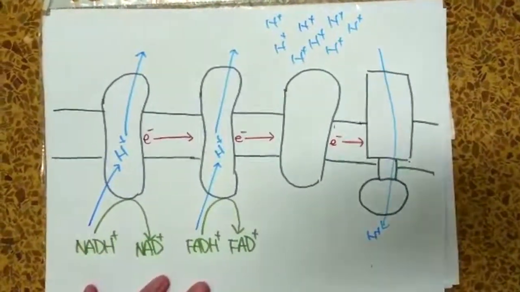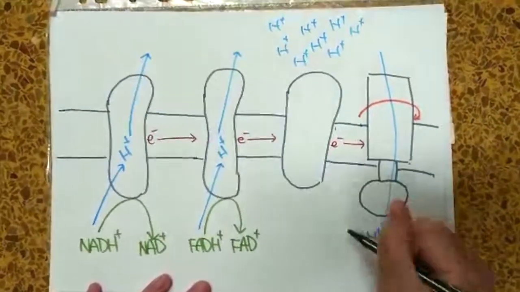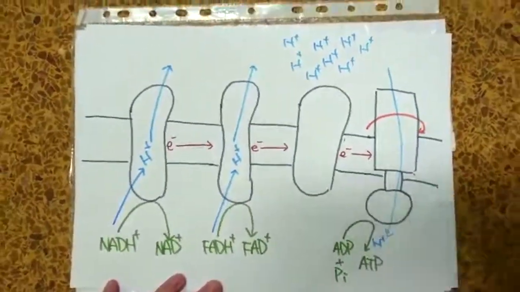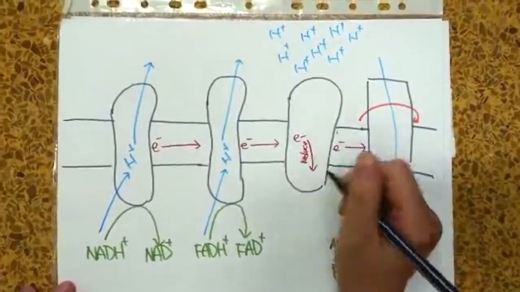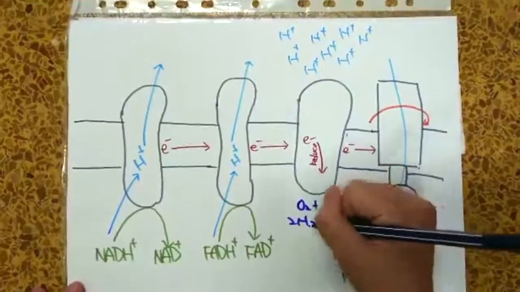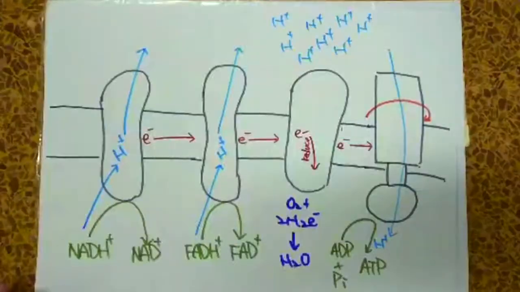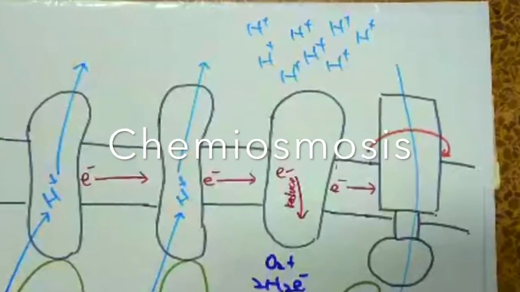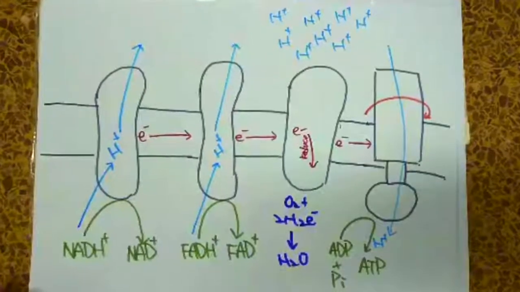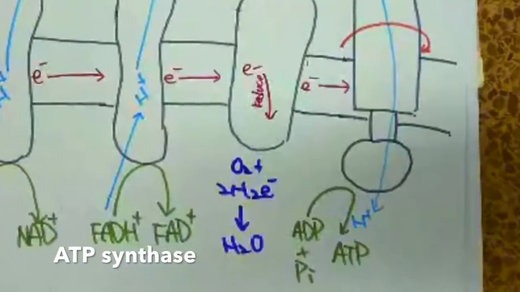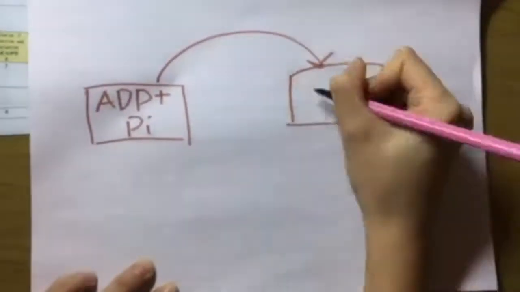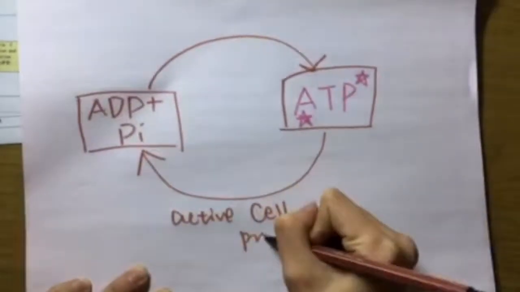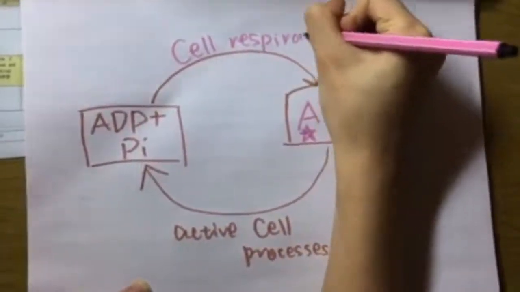The electrons will also be released and transported along the inner membrane. There will be many hydrogen ions in the intermembrane space, and now is the part of chemiosmosis. The hydrogen will go back into the matrix through the ATP synthase, and as it goes through the ATP synthase, it will rotate it so ADP can become ATP. This is where the most ATP is made.